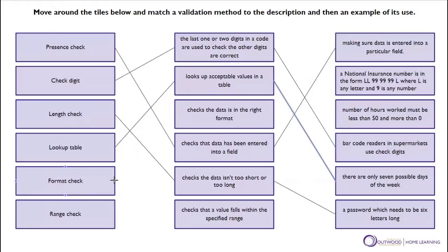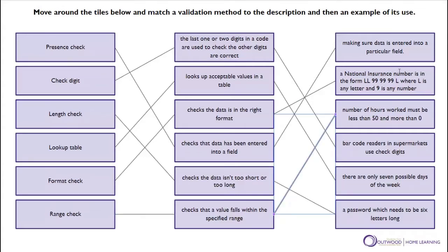Next one up is format check. Format check sort of does what it says on the tin again, checks data's in the right format. So for example, a phone number, it must be 11 numbers. But another example is national insurance number, so it has to be in the form letter, letter, number, number, number, number, number, number, letter. And then that leaves range check. So range check checks values fall within a specific range. And a good example of that is a number of hours worked must be less than 50 and more than 100. So there are all our answers.